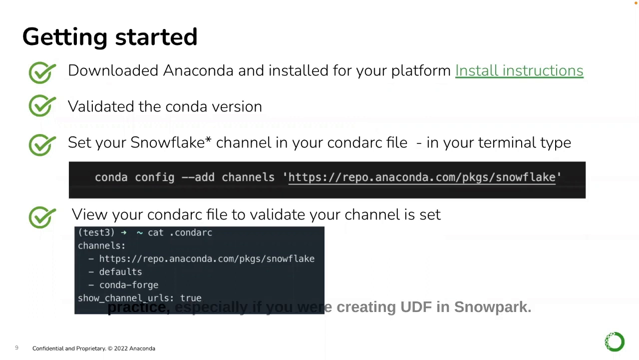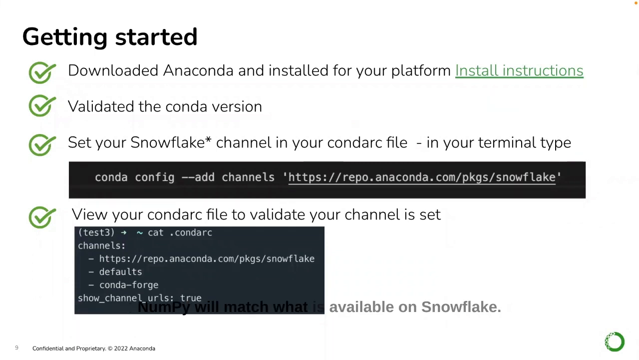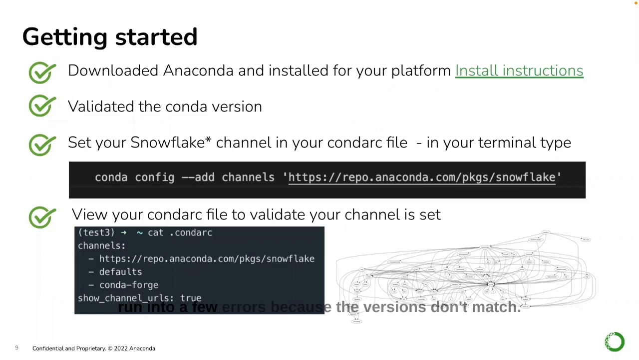As a best practice, especially if you are creating UDFs in Snowpark, while you can install Snowpark from default or even Conda Forge, using the Snowflake channel exclusively will ensure that the versions of deeper dependencies like NumPy will match what is available on Snowflake. This way you don't run into errors. Meaning if you use all the packages on the Snowflake channel, things will run very smooth and seamless. If you go outside of the Snowflake channel, you may run into a few errors because the versions don't match.